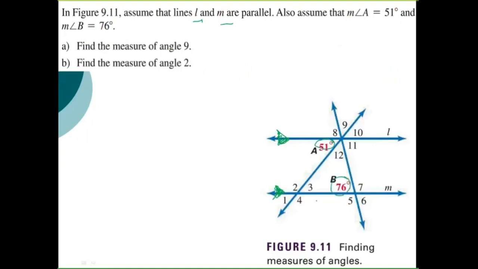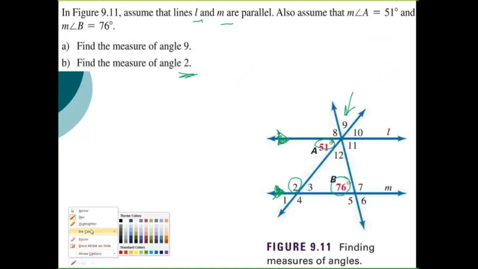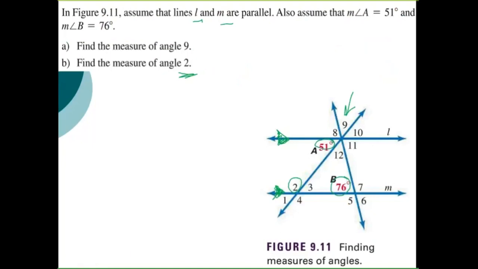Then we're asked to find a couple things. It says find the measure of angle 9. Well, that's interesting. Angle 9 is over there. All right. Find the measure of angle 2. Okay. Well, to do this, we've got to do a lot of building. And what we want to do is see that there's a couple great things happening.